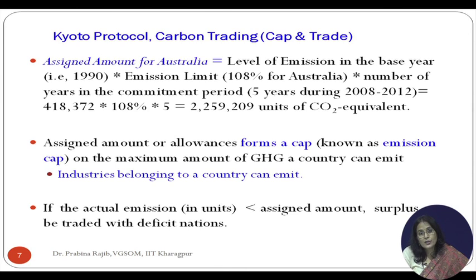So, for each nation the total amount of emission which a country can emit was given. The upper cap is given, and if a country emits more GHG, it has to buy from other countries which have a surplus of GHG. That means they have emitted less than the maximum amount permissible for that country. This particular program was known as cap and trade. So, there is a cap for the total amount of greenhouse gas which can be emitted by a country. If the country crosses that cap, it has to buy from other countries.